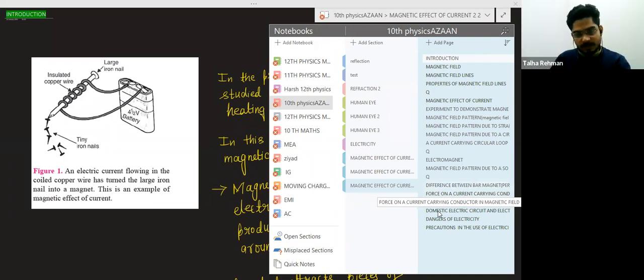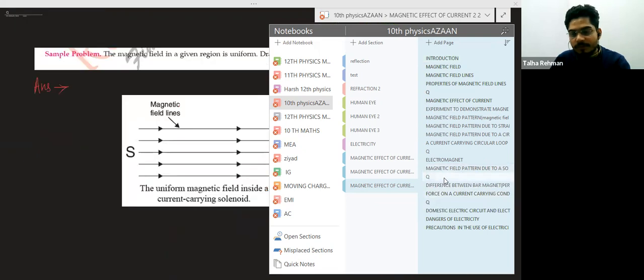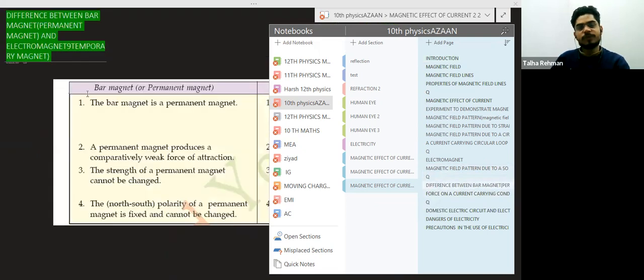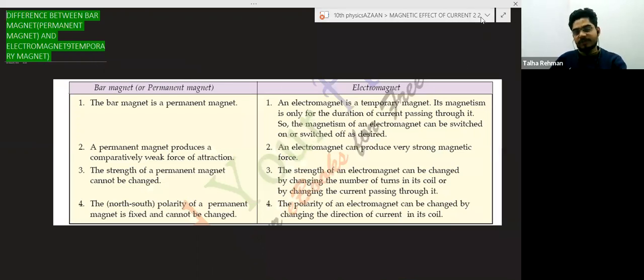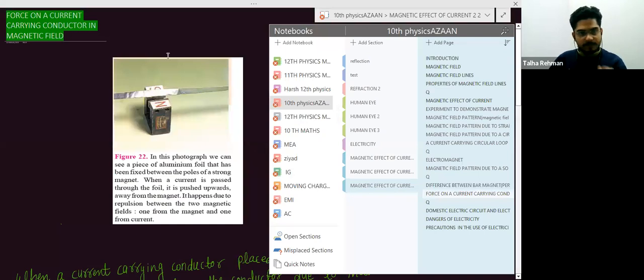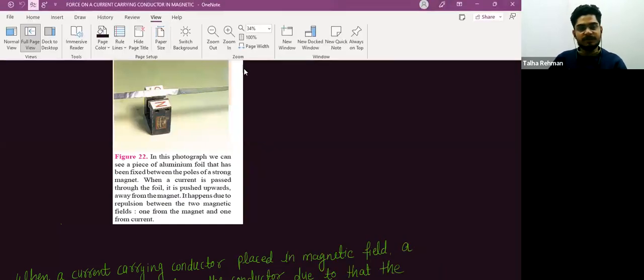After this, so the difference between a bar magnet and an electromagnet we did. After this, we will discuss force on a current carrying conductor in a magnetic field.